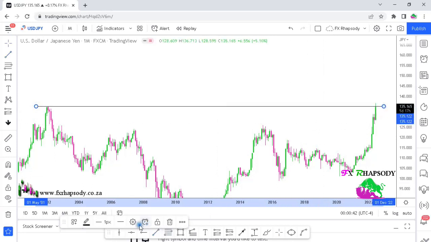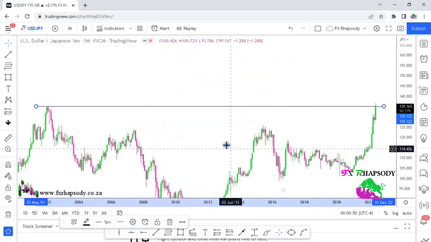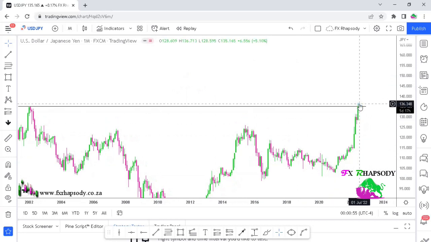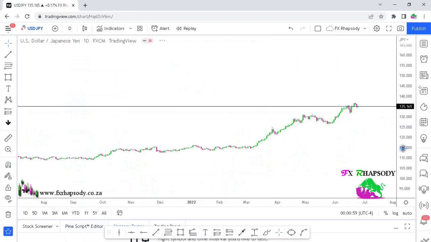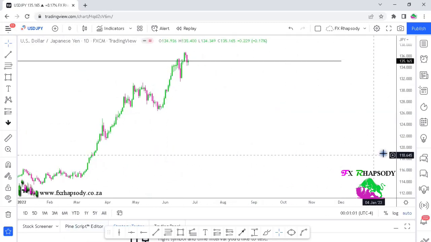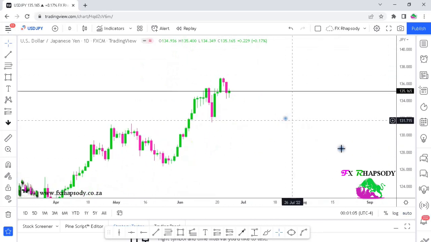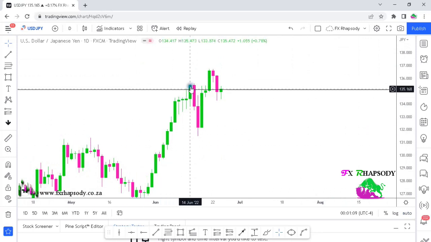About there. Just making sure it's on the daily time frame. Visibility. There we go. Okay. So we have that liquidity being tapped. So what now? Now we go to the daily time frame. And as you can see on a daily time frame, zooming in a bit, we see that area of liquidity being tapped and that area being respected now.